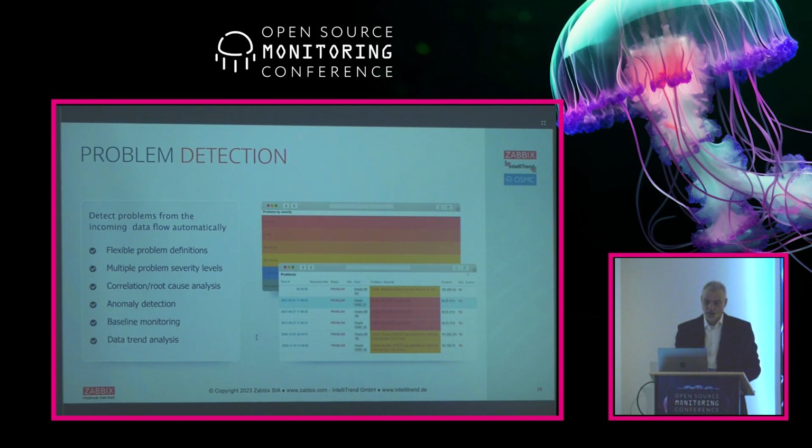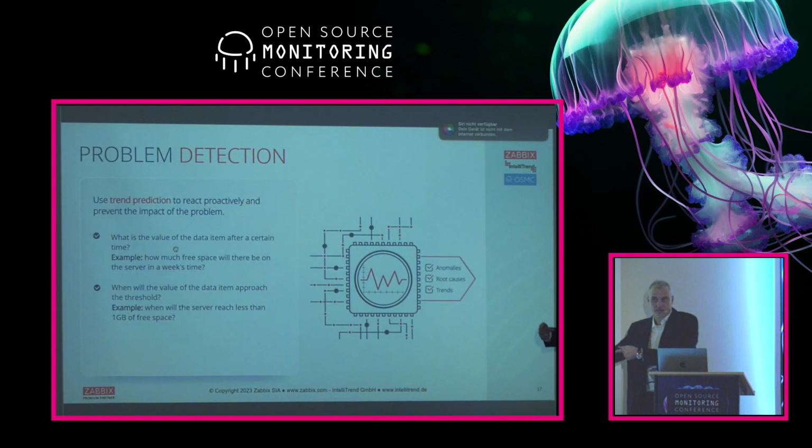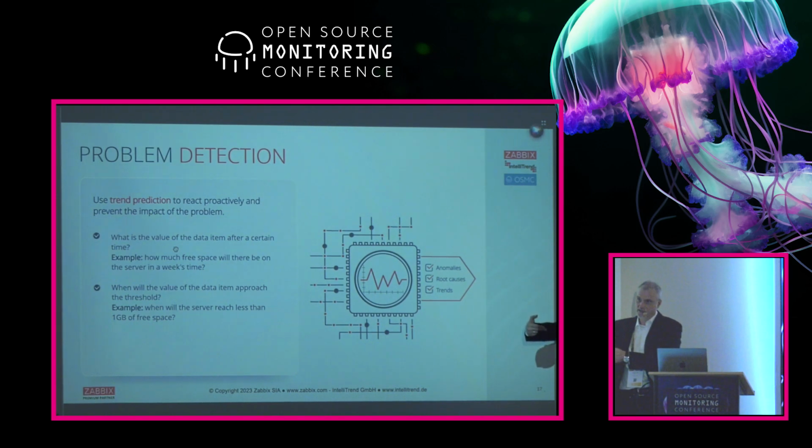Anomaly detection is based in the sense that you can see that the system behaves differently this week than it did last week. Baseline monitoring and data trend analysis. I'm hurrying up here. Trend prediction, nice feature in Zabbix. Basically, you can ask the question, say, hey Zabbix, based on the data that you measured so far, can you give me an estimate for what the value will be in 1 week? Or you say, hey Zabbix, based on the values you have collected so far, when do you think we will reach that specific value? So how long does it take?